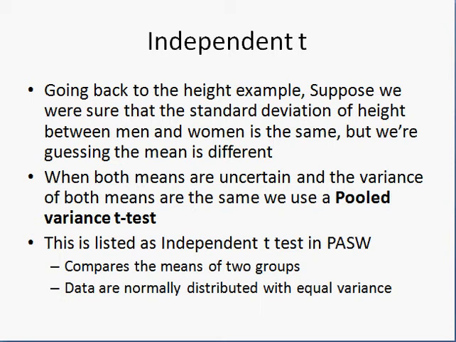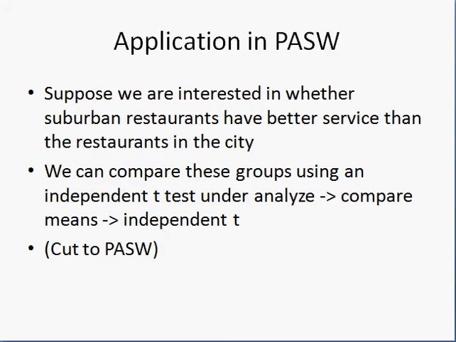This in PSW is listed as an independent t-test. And the independent t-test actually reports both under the assumption that the variances are the same and that the variances are different. So you just read the appropriate line on the output.